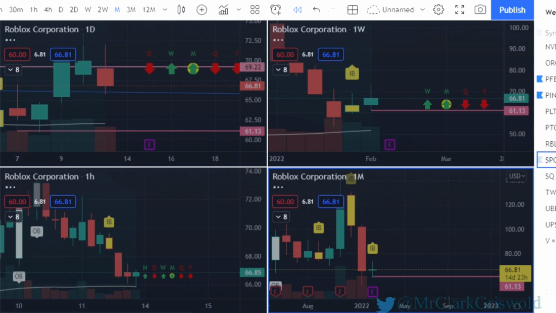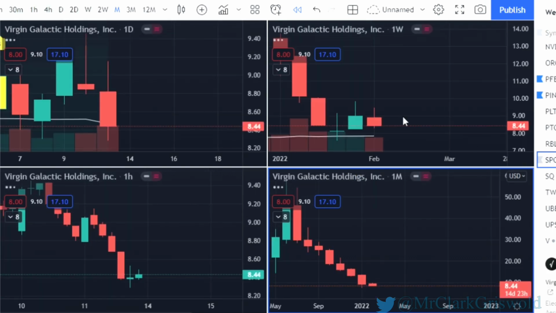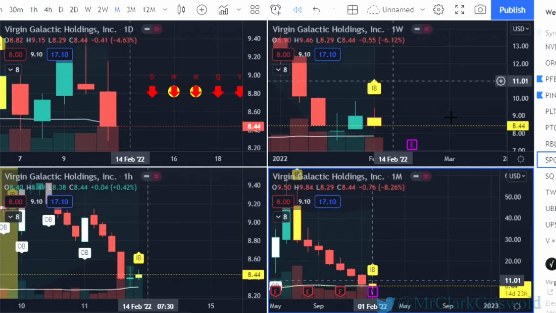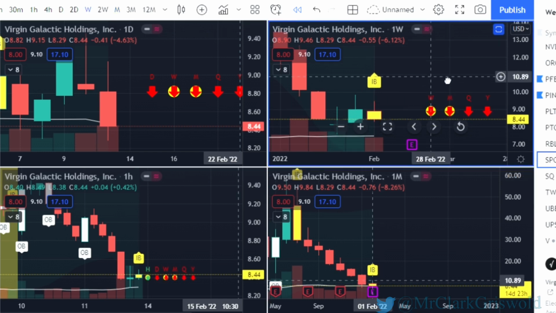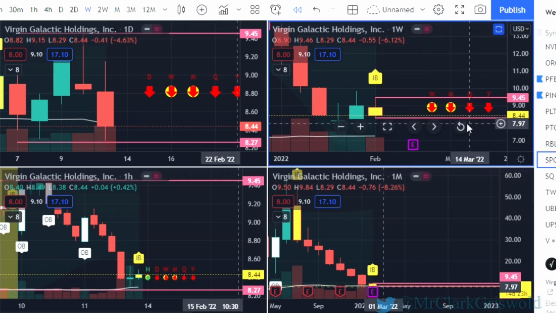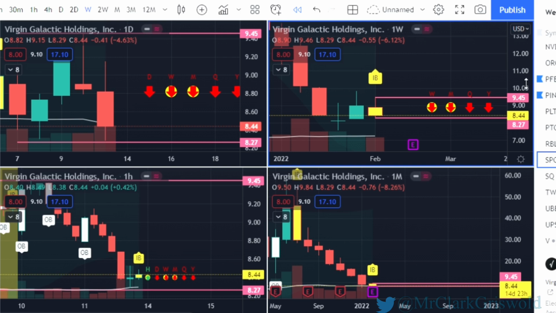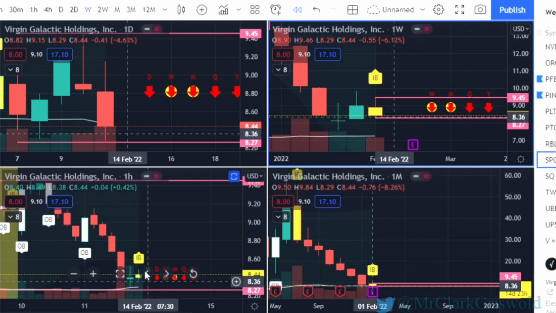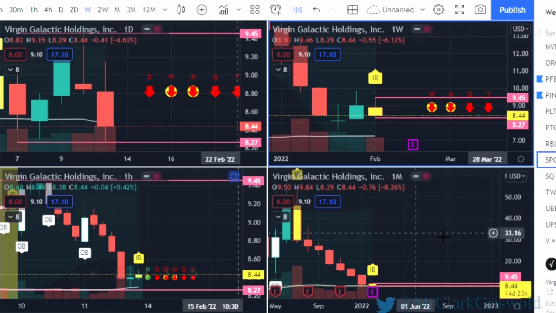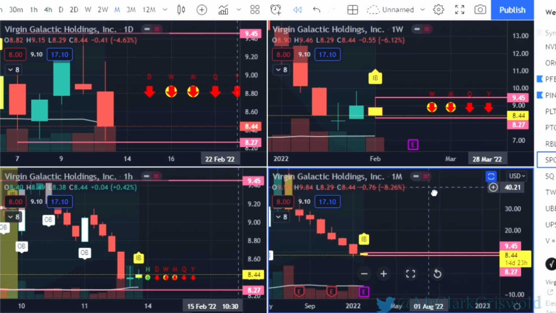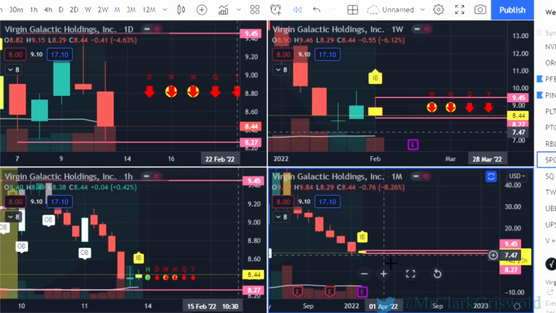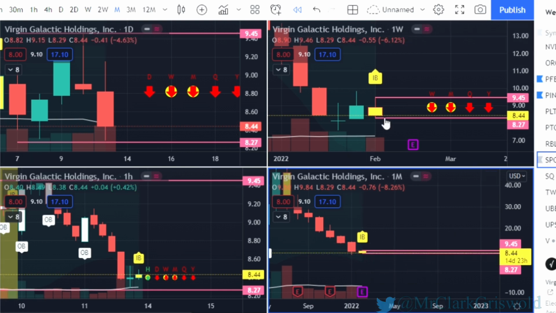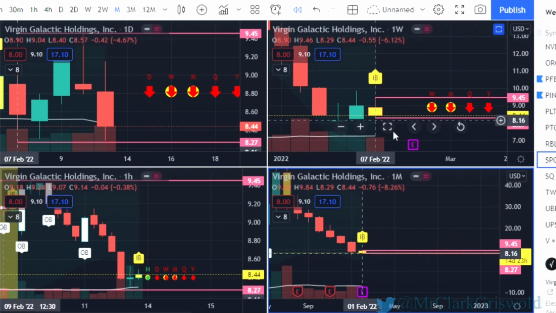Space SPCE, Richard Branson, Virgin Galactic Holdings, inside bar on Space. Calls, you'd be looking at $9.45, puts at $8.27, inside bar on the hourly chart. And the monthly chart, we are trading as an inside bar, but we don't have a whole bunch to go to break outside of that outside bar to the downside. So Virgin Galactic is one I would be watching.